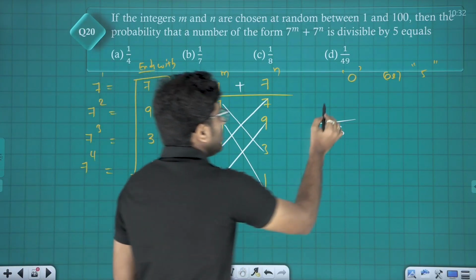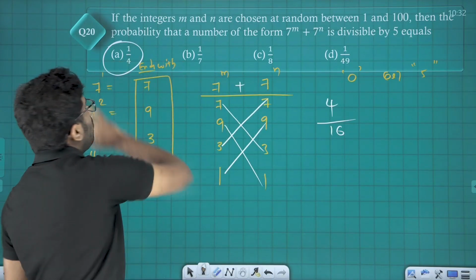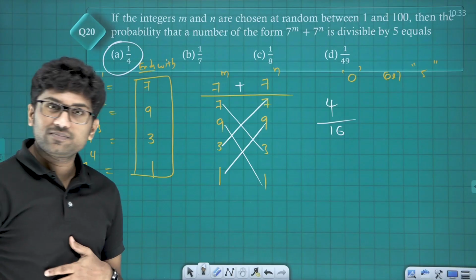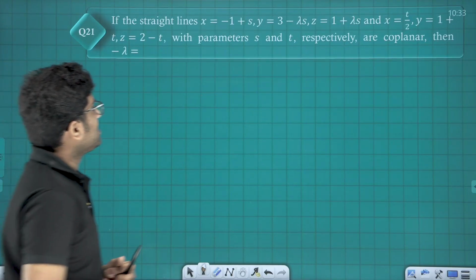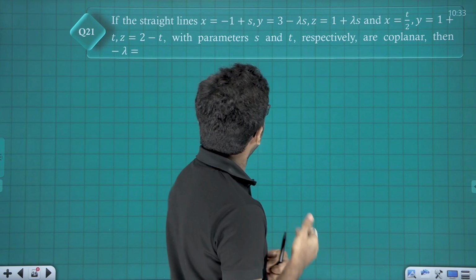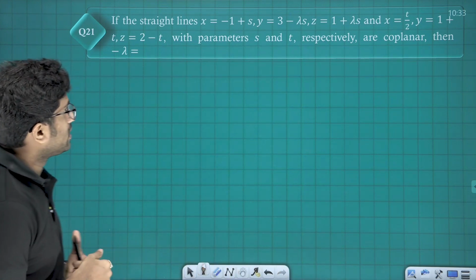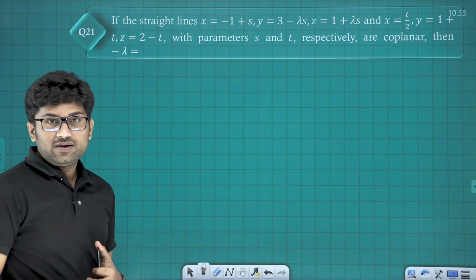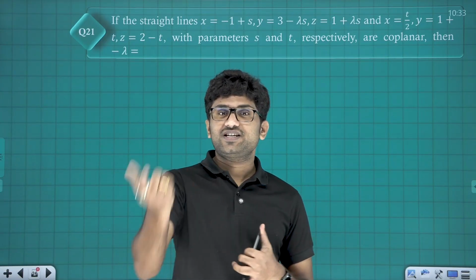So hence the required probability is 4 by 16, which is equal to 1 by 4, friends. Clear? Next. If the straight lines x equals minus 1 plus s, y, z, with parameters s and t respectively are coplanar. Friends, I already told you coplanar means we use the formula of shortest distance equals to 0.